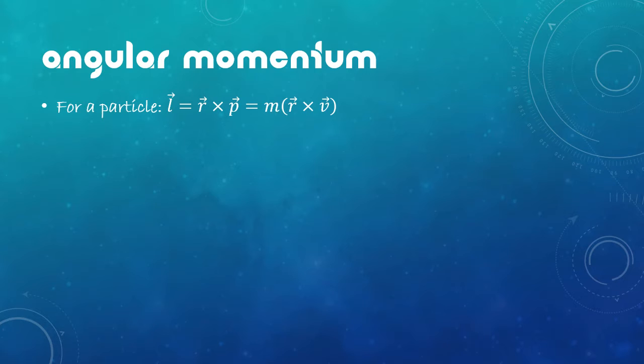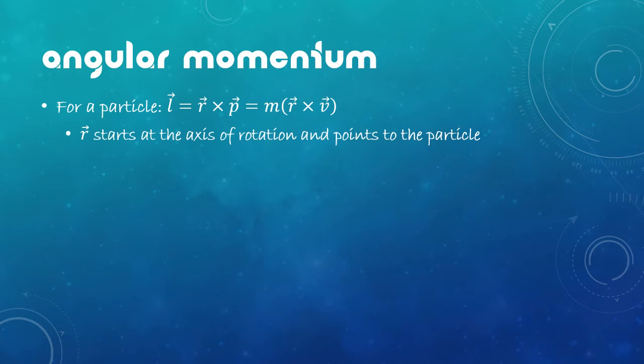So starting with the particle, our angular momentum is equal to the cross product, r cross p. Or another way of writing that would be m times the quantity r cross v. So this has a similar pattern to many of our other angular quantities, where it is the radius, what we'd call that r vector, times our linear quantity, which is that linear momentum. R in this case is a vector that starts at the axis of rotation and points to the particle.